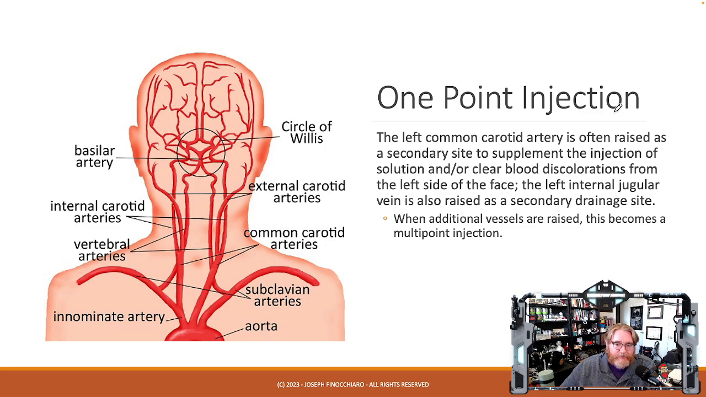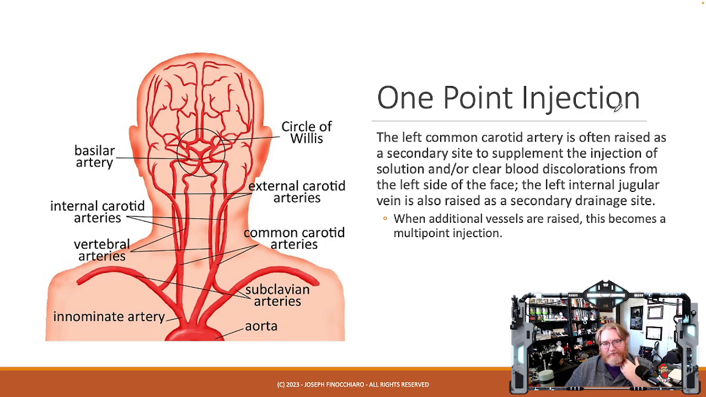So the left common carotid artery is often raised as a secondary site to supplement the injection of solution and or clear blood discolorations from the left side of the face. The left internal jugular vein is also raised as a secondary drainage site. And when you start raising other vessels, this now becomes a multi-point injection. So we're going to be looking at multi-point here in a second, as well as a split injection. Those are two different things, and we'll talk about them.